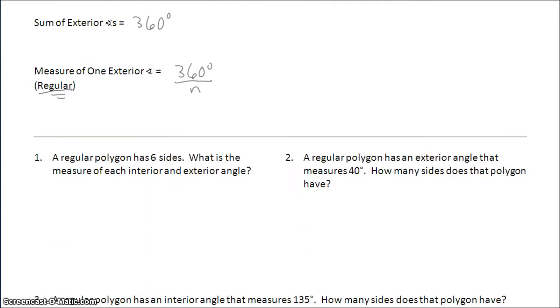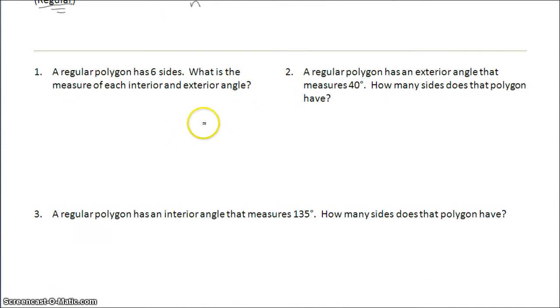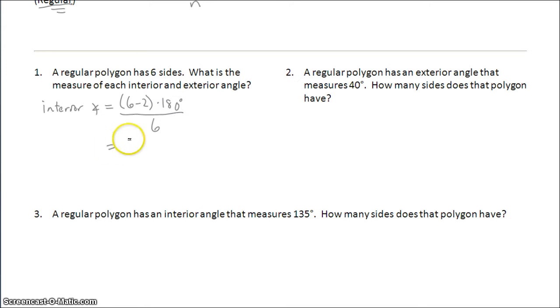Let's take a look at some examples that use these formulas. A regular polygon has 6 sides. What is the measure of each interior and exterior angle? Well, I know the number of sides is 6. So to find my interior angle, I'm going to take the number of sides minus 2 times 180 and divide by the number of sides. So I'm going to take 4 times 180 and divide by 6.